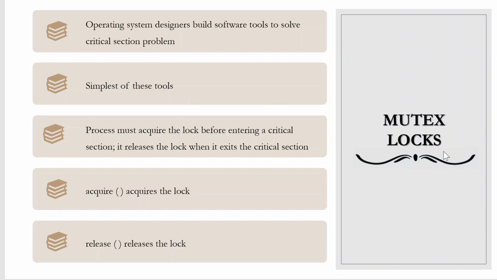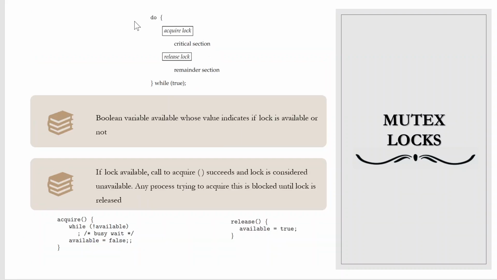In fact, the term mutex is short for mutual exclusion. We use the mutex lock to protect critical regions and thus prevent race conditions. That is, a process must acquire the lock before entering a critical section and it releases the lock when it exits the critical section. The acquire function acquires the lock. The release function releases the lock. And this is illustrated here.